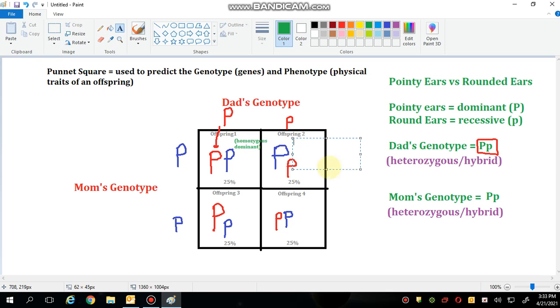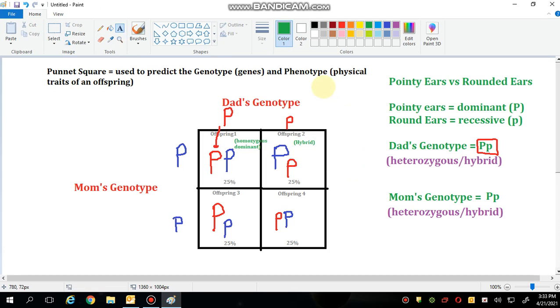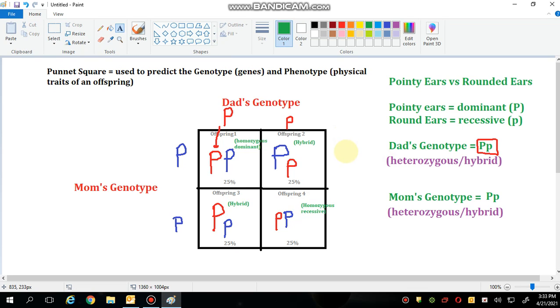Offspring number 2, let's go to the next one. Since it's uppercase P and lowercase p, this kid is going to be a hybrid or heterozygous. Okay? Next one, offspring number 3, looks like the same situation. Uppercase P, lowercase p, this kid will also be a hybrid. And finally, offspring number 4. It's got two lowercase p's, which means it's definitely homozygous, but it is homozygous recessive, okay? Because they're both lowercase p's. You see that, kids? That's how you do it.